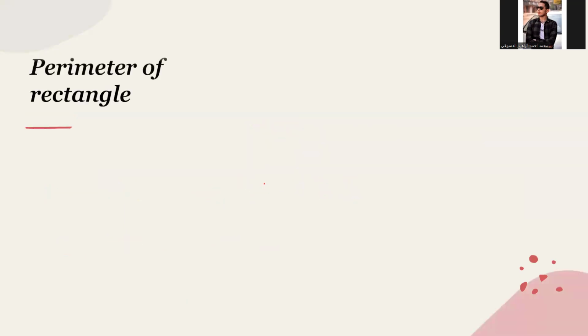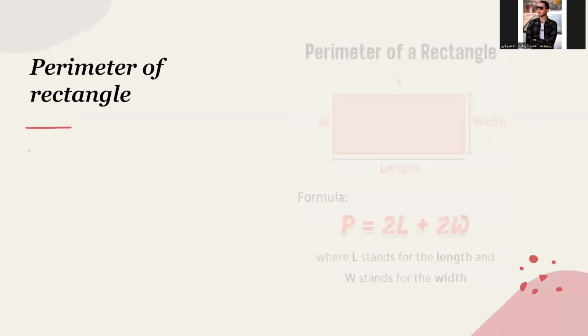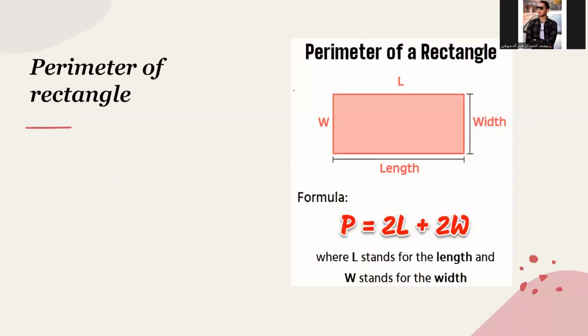Let's move to another shape, the perimeter of the rectangle. As I mentioned, the rectangle and the square are the same, but the difference is that the rectangle doesn't have 4 sides that are equal. One side is equal to another side, and the second side is equal to the side that's on the other way. So the perimeter is always the same.